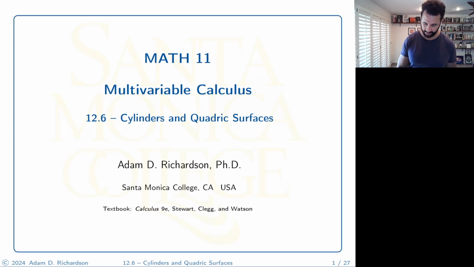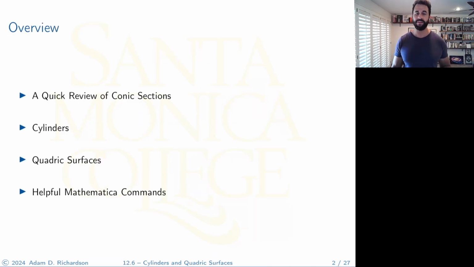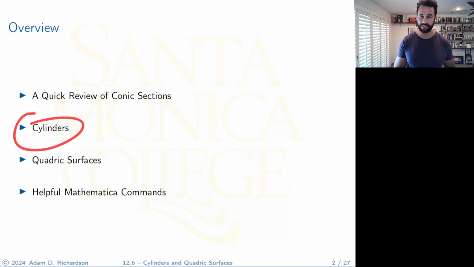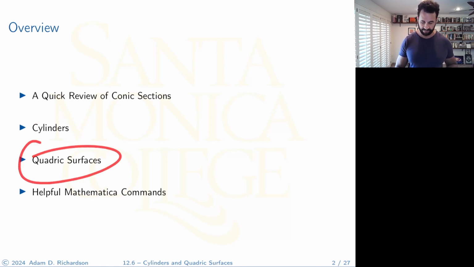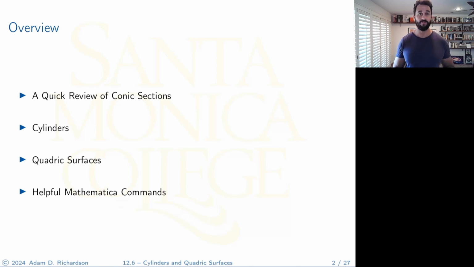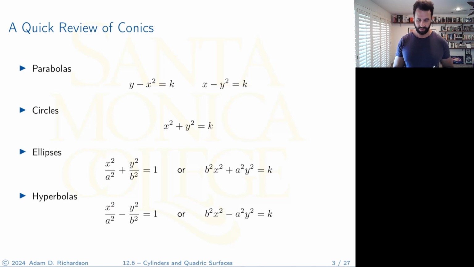All right, so here's the overview. We're going to do a very quick half-minute review of conic sections, just the basic structure of the standard forms. Then we'll talk about what cylinders are, and then quadric surfaces, and then some helpful Mathematica commands at the very end.